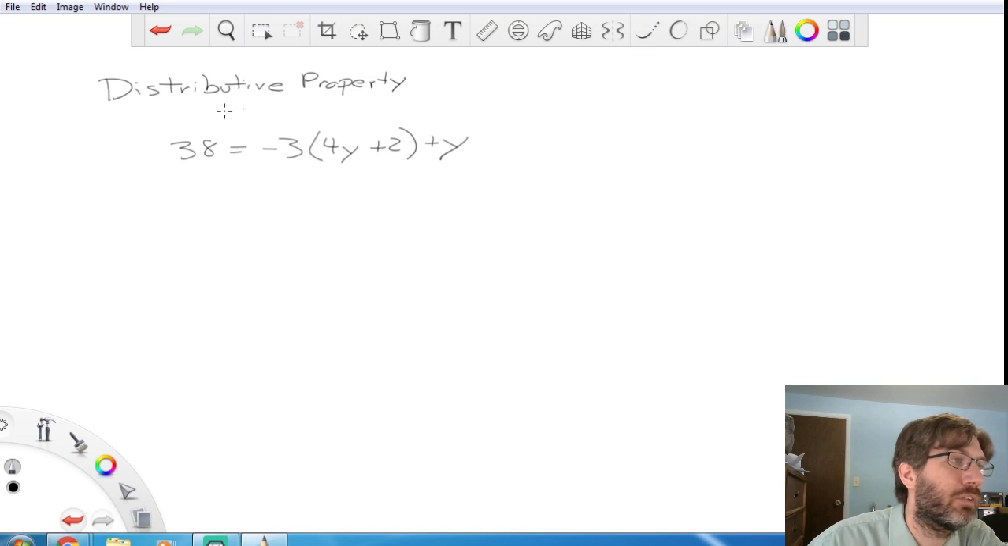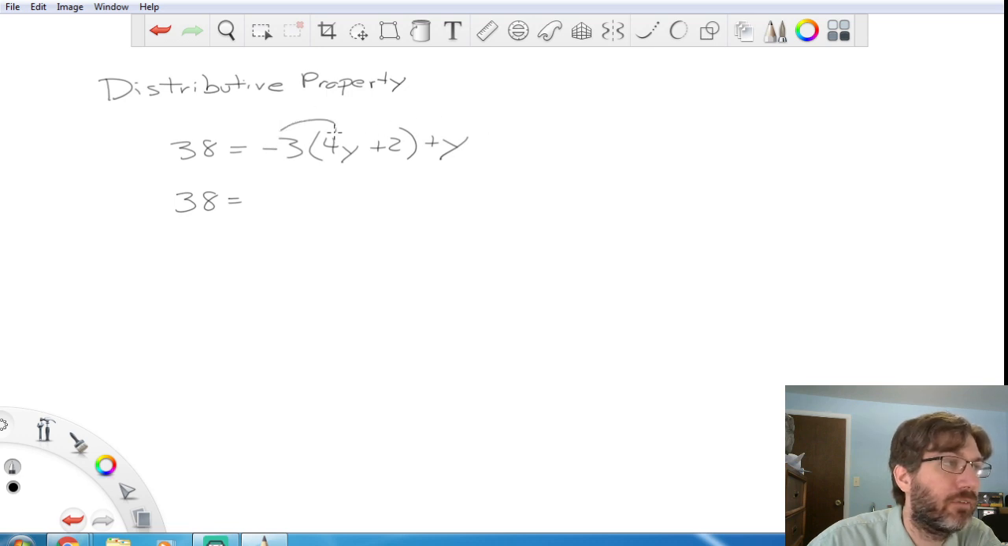And the first step is the distributive property. So we're going to ignore the 38 equals. We're not going to touch that yet. And we're going to distribute this negative 3 to both of these. Now this negative sign is coming with it. It is attached to that 3. So be careful when you do your integer stuff.